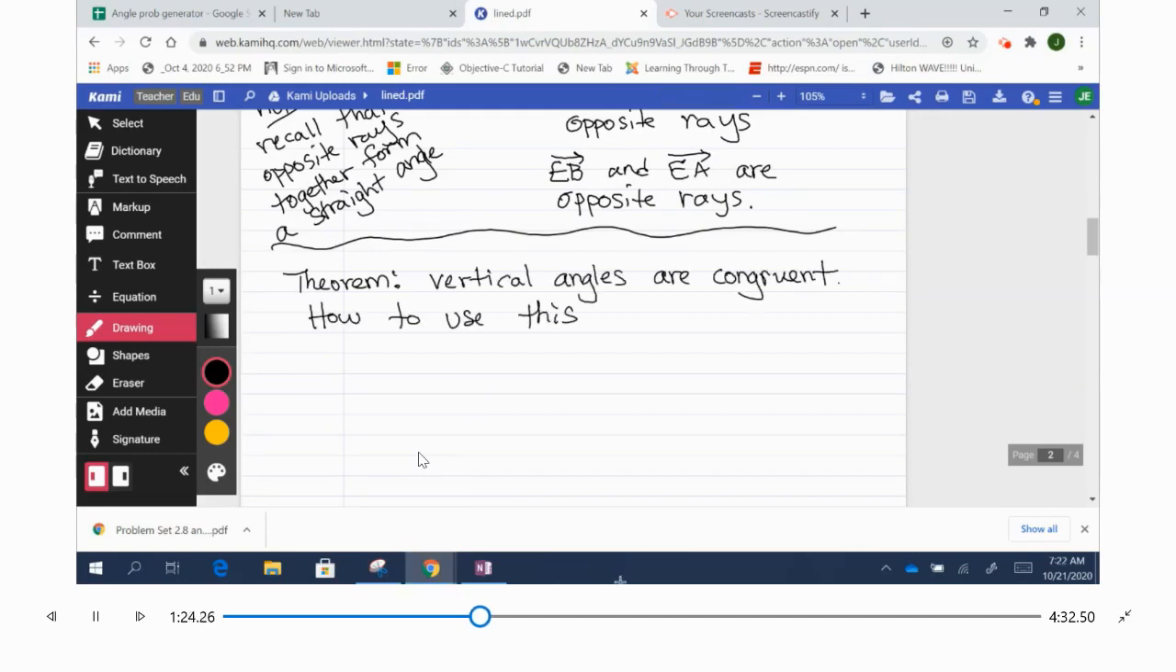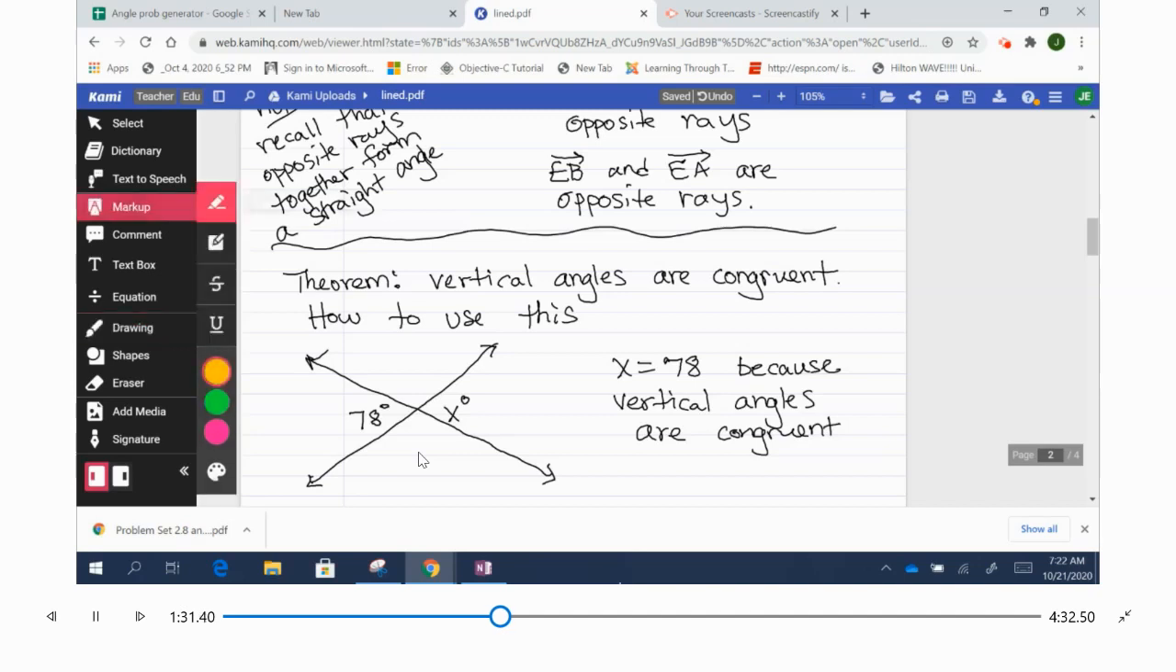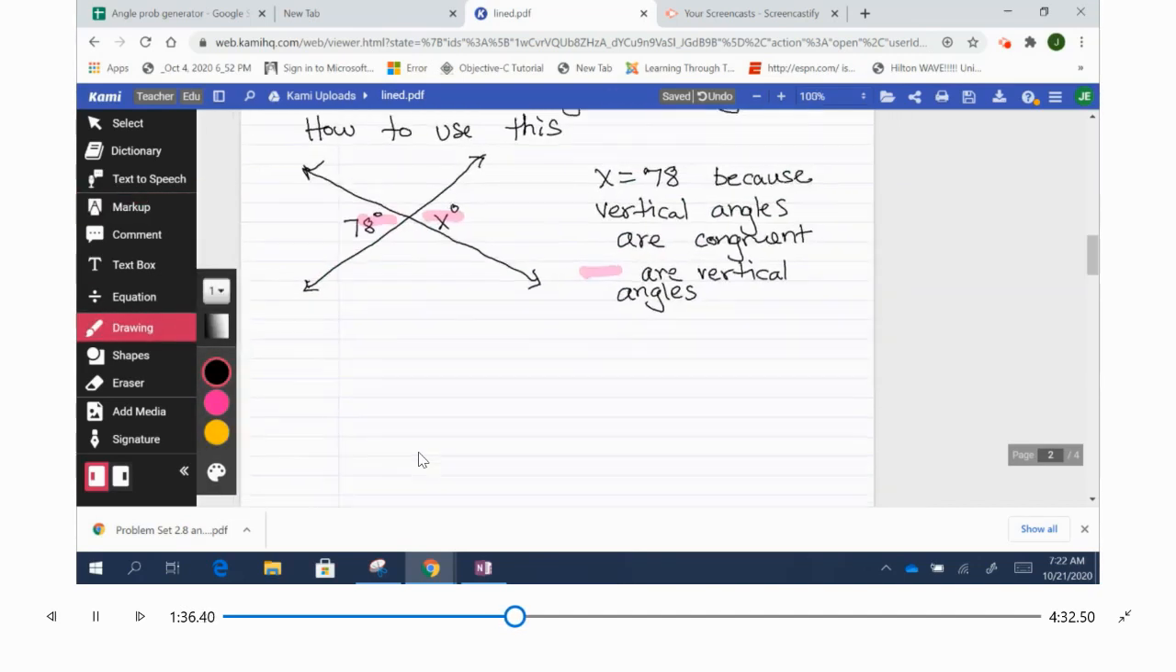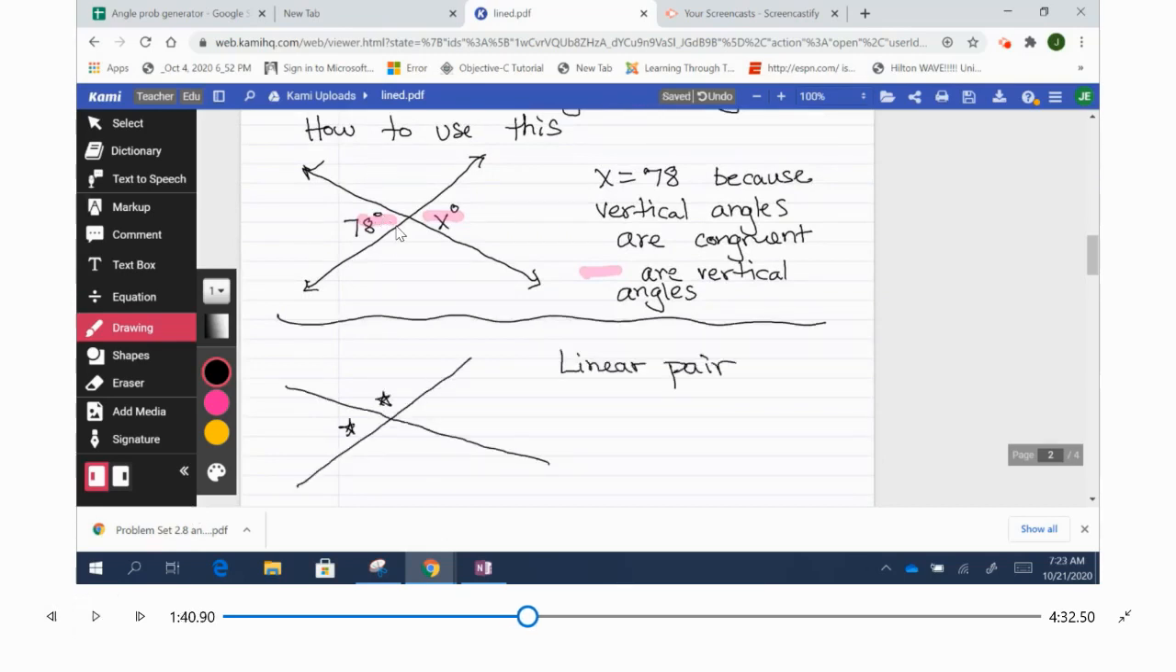Now, each of our angle pairs has a theorem. The theorem basically gives us a rationale or reasoning for what we're trying to do in later proofs. Because vertical angles are congruent, if one angle is 78, the vertical angle measure is also 78. And what they're going to ask us is to justify. And what we're going to say is, well, it's because they're vertical angles and vertical angles are congruent.